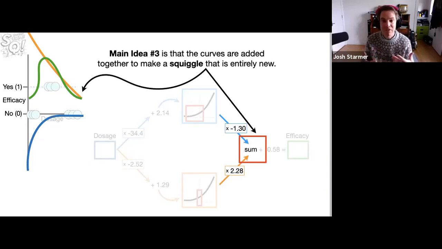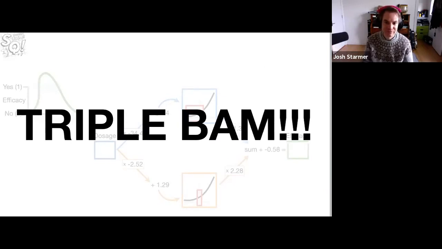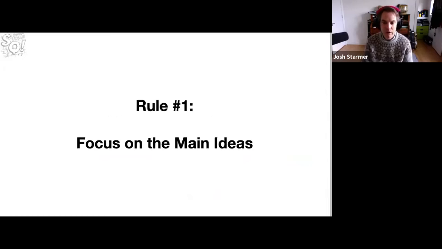And then a little bit later, we have a double BAM. And that's when we cover main idea number 2. And then at the very end, because we've been learning all this stuff, we finally got to main idea number 3, and I tend to say triple BAM. And I've discovered that if I ever try to do quadruple BAM or more than that, it means that I'm trying to explain too much in too little time. Triple BAM.